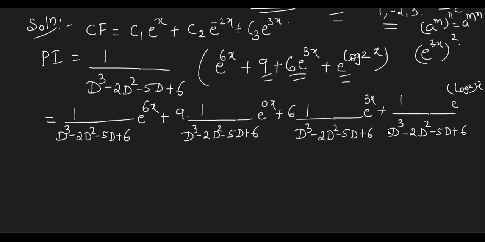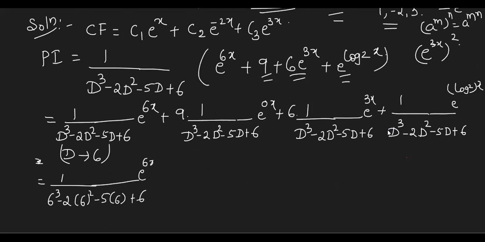Now apply the procedure. For the first term, d should be replaced by what? 6. Is it going to become 0? Surely no. Check: 6 is not a root of the auxiliary equation, so it will not become 0. You confirm it. So it is 6 cube minus 2 into 6 square minus 5 into 6 plus 6, e raised to 6x. Done.